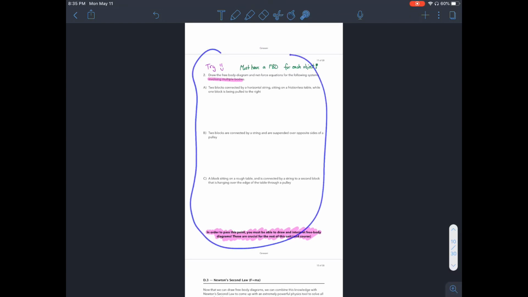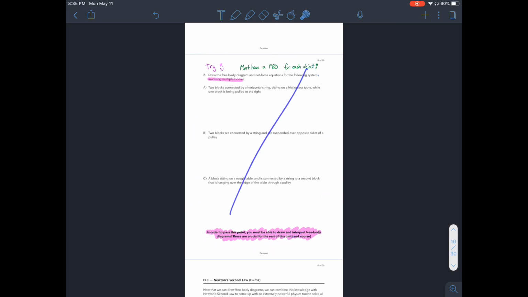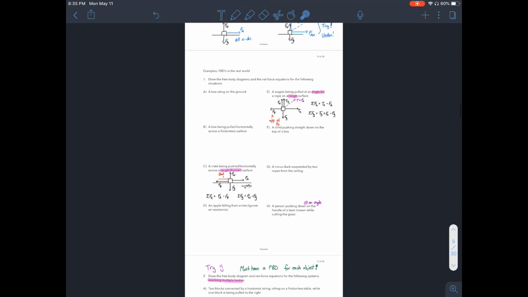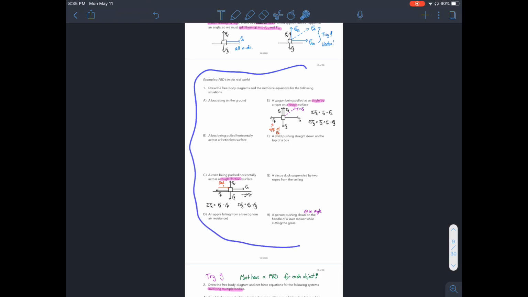Make sure you fully understand, really focus on this page here. Make sure you understand exactly how I'm getting these free body diagrams, where these net force equations come from, and really make sure you focus on how this all works. Because if you can't do this, we can't go forward.